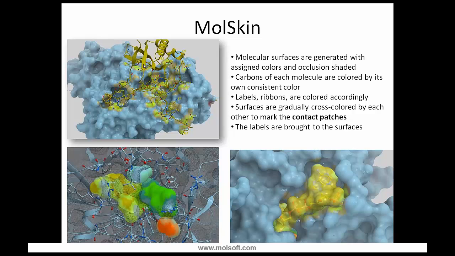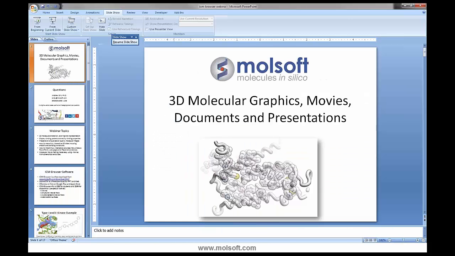So it's very useful for showing protein-protein interaction sites or ligand interaction sites. The molecular surfaces are generated with assigned colors and occlusion shaded. The carbons of each molecule are colored by its own consistent color. They're labeled, and the patches are brought to the front. So you can see the interactions pretty well. You can see that. So we have an example for this.